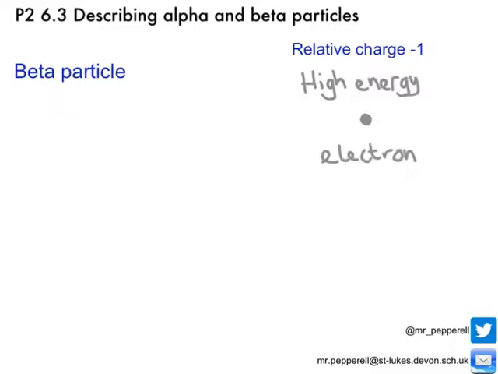Now electrons compared to protons and neutrons have got no mass. I mean, electrons actually have got a tiny bit of mass, but when you compare them to neutrons or protons, they haven't really got any mass. It's negligible. It's not worth talking about the amount of mass that they've got. So because a beta particle is not made up of any protons or neutrons, it has a relative mass of 0. Remember, the relative mass of an element is the number of protons plus the number of neutrons. Because this beta particle hasn't got any protons or neutrons, its relative mass is 0.